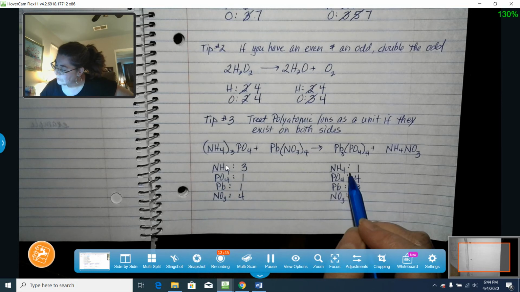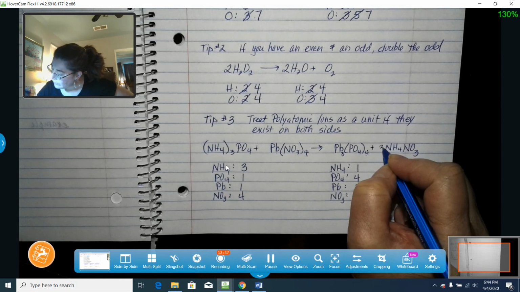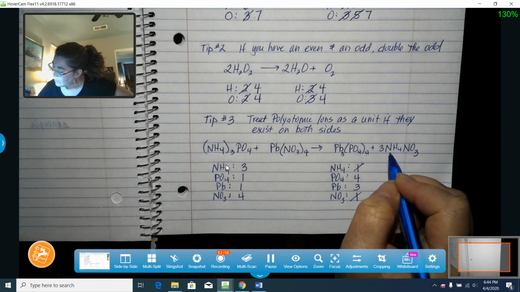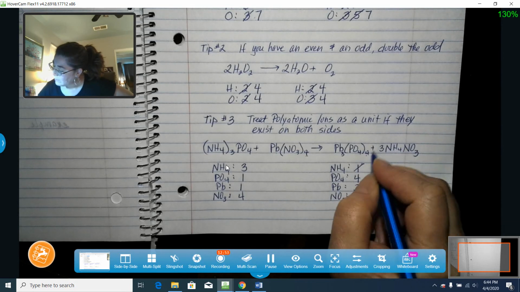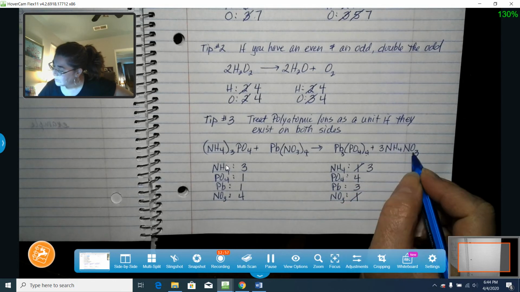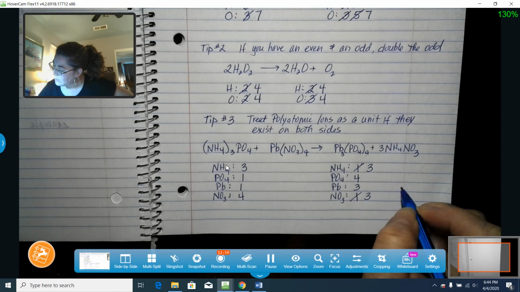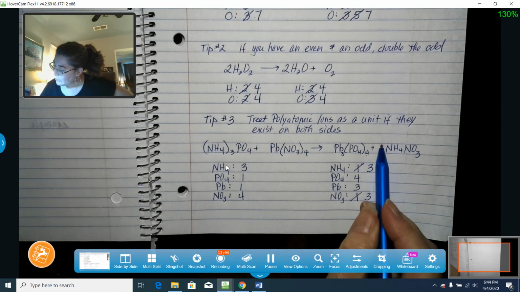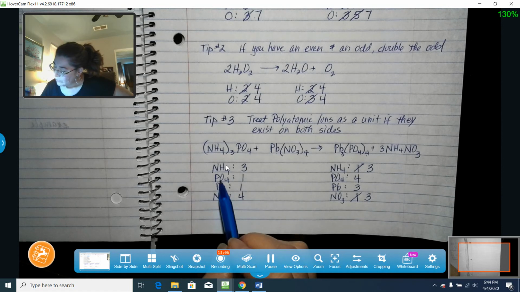So I need 3 on this side. So I'm going to put a 3 in front of this, which is going to change my ammoniums and my nitrates. So now I have 3 times 1, 3 of these, and I have 3 nitrates. Now, because of this coefficient, right? Okay, now I'm going to go down to the next one.